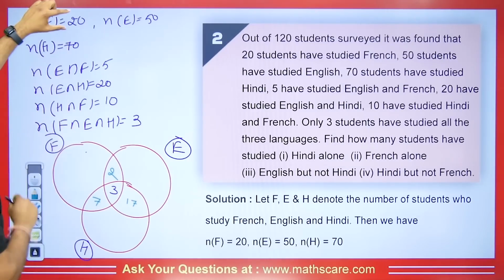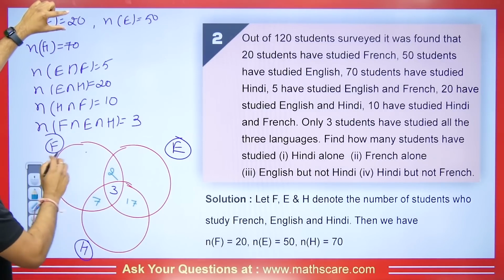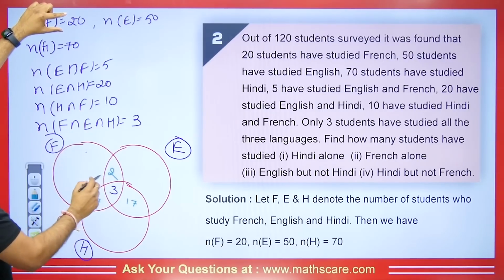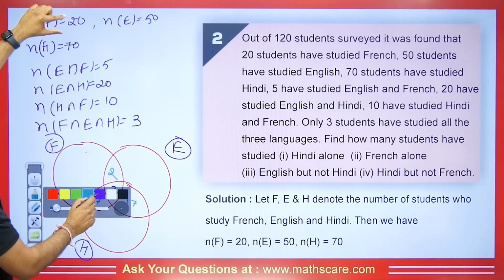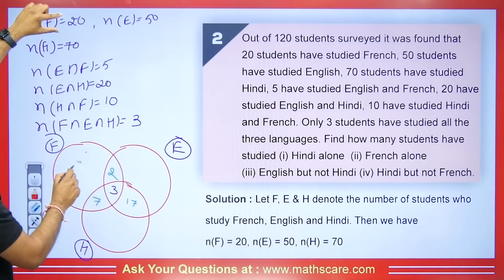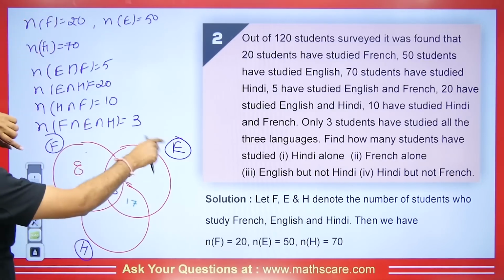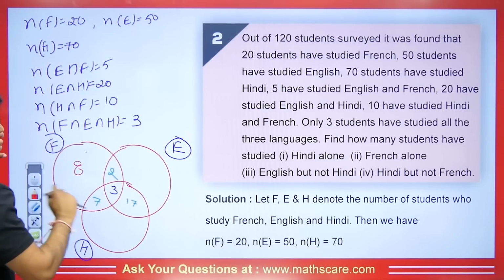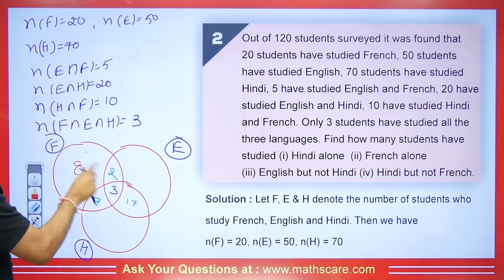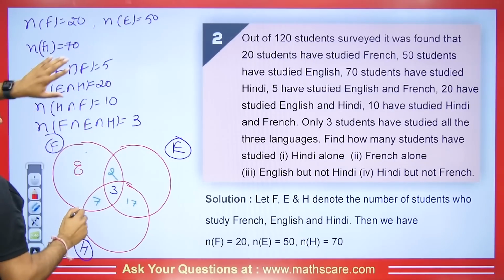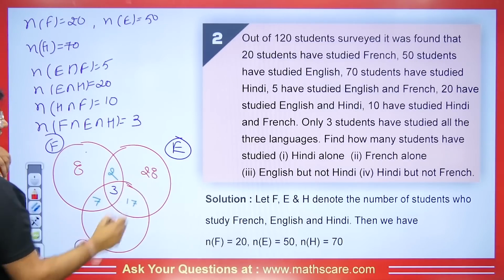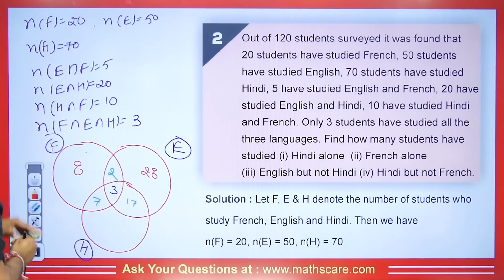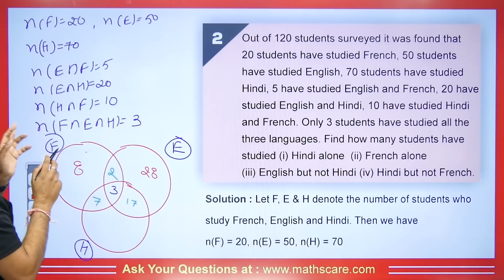Next, we have 20 students studying French. So for the part of French, of those 20, we will deduct the 12 in the overlap. I will denote this with a different color here, which will give us the remaining 8 students. Similarly, for the 50 students studying English, we will deduct 17 plus 3 plus 2, 22, which will give us 28. Clear? And lastly, we will look at the 70 students studying Hindi. We will deduct 17 plus 3 plus 7, 27, which will give us 43. Clear?